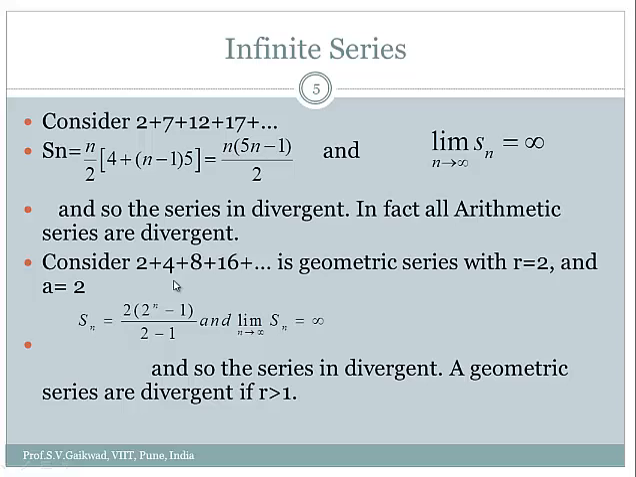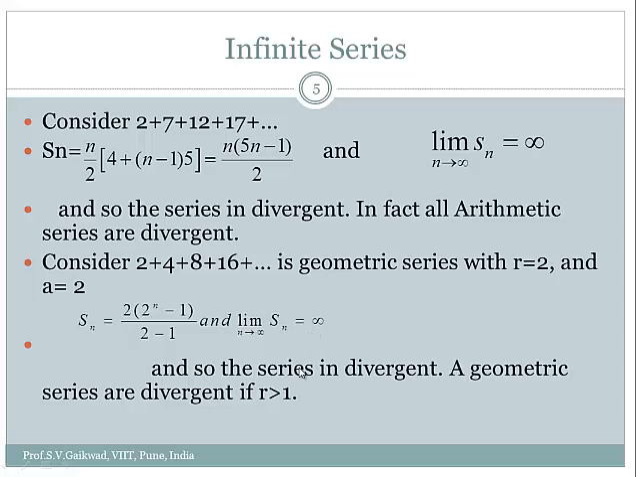Now consider the geometric series 2 plus 4 plus 8 plus 16. This is a geometric series with ratio 2 and the first term is also 2. This is the formula for Sn. This is the sum we are getting, A into 2 raised to n minus 1 upon 2 minus 1, and as n tends to infinity, 2 raised to n tends to infinity, and so Sn also tends to infinity. This series is divergent.